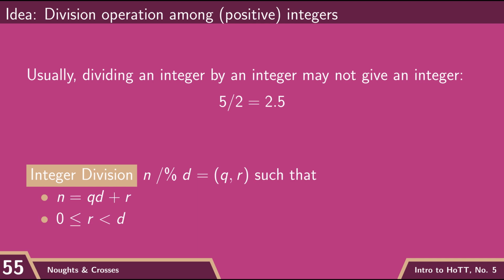So here are the key properties. If I do n integer division by d, and I get back two numbers, q and r, the quotient and the remainder, then two properties should hold. First of all, q times d plus r should be equal to n. And secondly, I want that r is at most d. So this is the integer division problem: given n and d, I want to find q and r satisfying these two properties. And we're going to do this recursively.